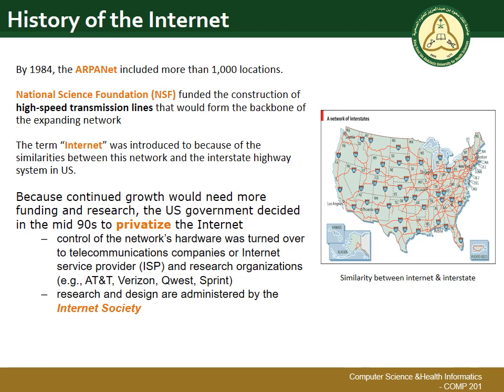As we know from the previous slide, we needed a solution to the low speed of data transfer. So the NSF developed this and raised the transfer rate from 56 kilobits per second up to 1.5 megabits per second. The term internet was introduced because of the similarities between this network and the interstate highway system in the United States. As is clear on the right side, this is the map of the United States, and it is similar to the design of the internet and how it goes through.